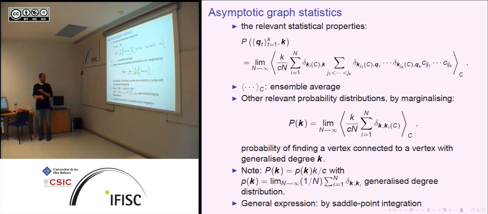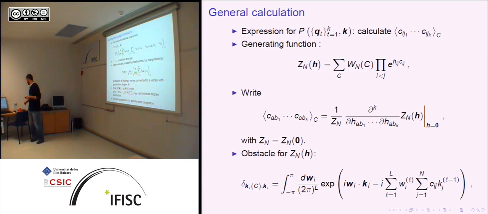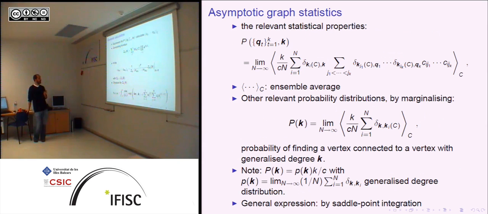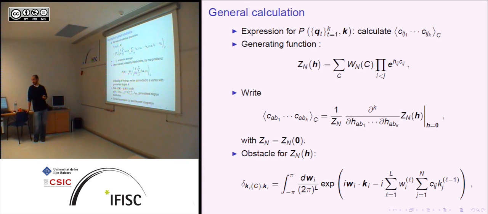Clear? Okay, now how do you calculate the general expression for this joint distribution? By usual techniques of constructing a generating function, using the saddle point method, etc. So let me just give you briefly the details. The idea is the following. If we go back, essentially what we have to calculate here is the average on the ensemble of this product of entries of the connectivity matrix. How do you do that?